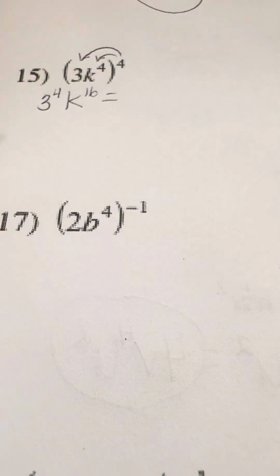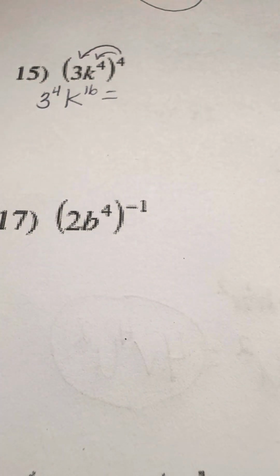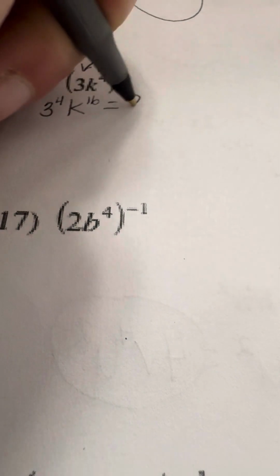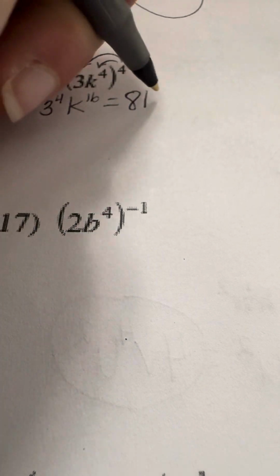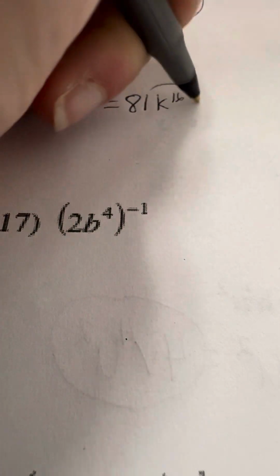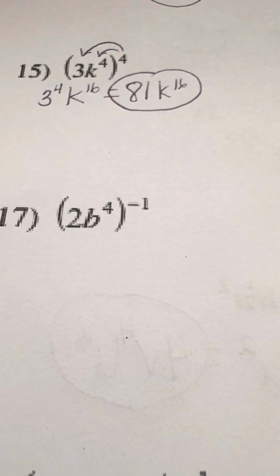And then I want to simplify that 3 to the 4th power by multiplying 3 times itself 4 times. So 3 times 3, which is 9, times another 3, which is 27, times another one gives me 81. And then we do our k to the 16th power. That is all we can do with that one, and that is finalized for that one.